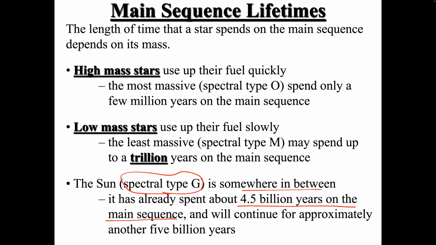Sorry, I think I worded that the wrong way. The sun has already spent around 4.5 billion years on the main sequence, and it will continue for approximately another 5 billion years on the main sequence, right? So this information tells us that we are safe for another 5 billion years, as long as there are no other external effects on the sun. Because the sun will stay like this for another 5 billion years, burning hydrogen into helium and providing us enough energy, right?